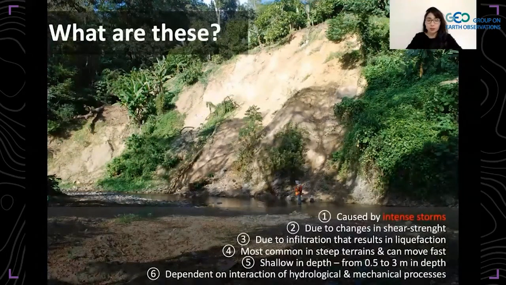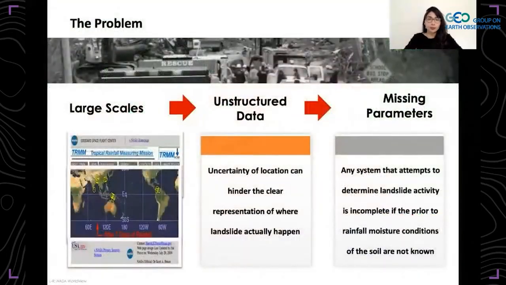Now, when we attempt to study this phenomenon at large scales using satellite observations, we are forced to obtain information that is not 100% precise. For example, where and when did the event actually happen? And also, at these large scales, what parameters are the best for that particular locality to better understand how it could happen in that particular place?